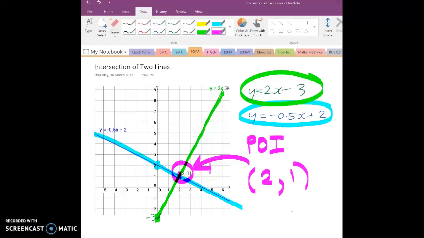So have a go with finding the intersection of 2 lines. You've got to graph each line first, and we know how to do that, and then see where they actually cut, and that will be your point of intersection.